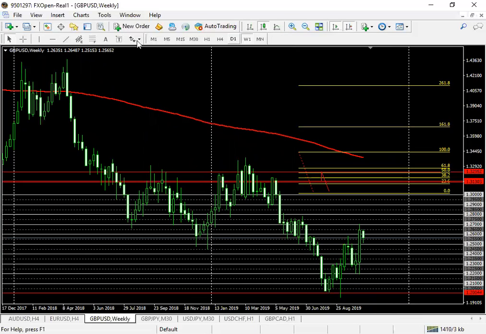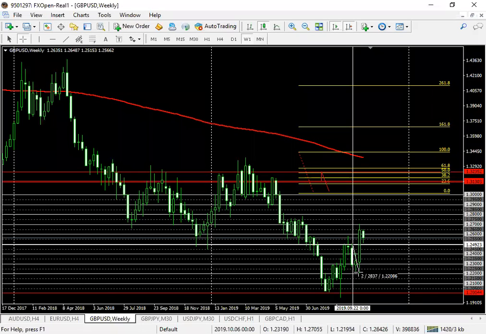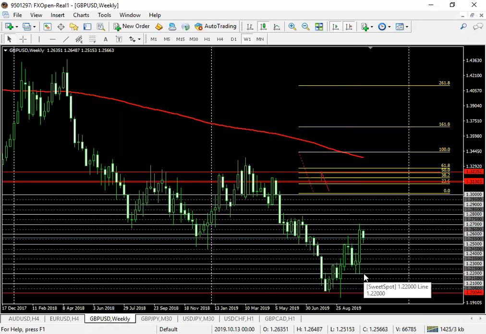We did get a nice rejection from this swing low over here, although that didn't last. I think we had a push that lasted close to 300 pips, 297 to be exact. And the market just pushed back up right above that swing high again.